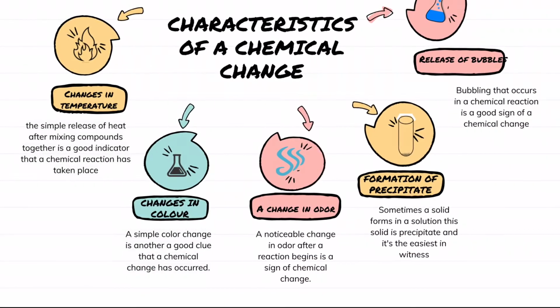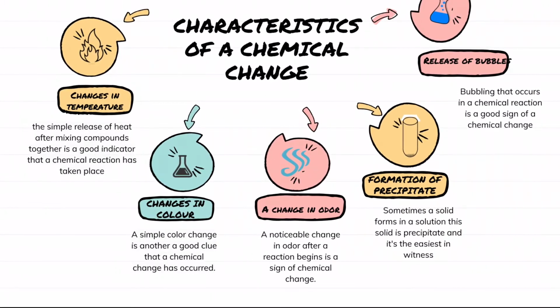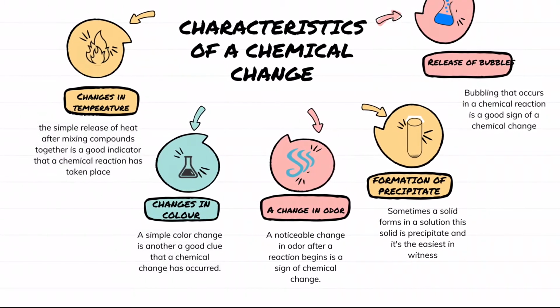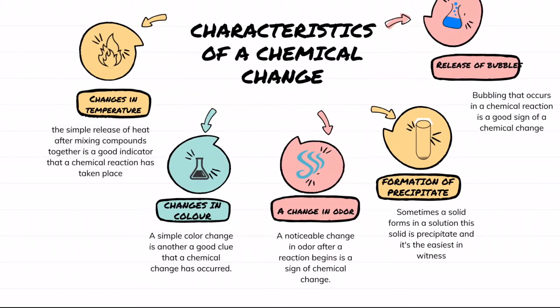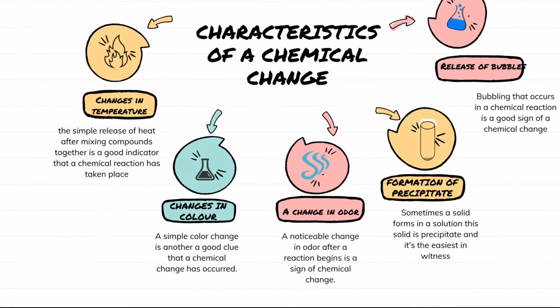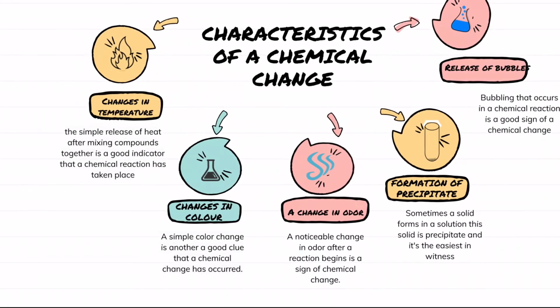Characteristics of chemical change. In a chemical change, we know it's chemical through different reactions: change in temperature, changes in color, changes in odor, formation of precipitate, and lastly, release of bubbles.